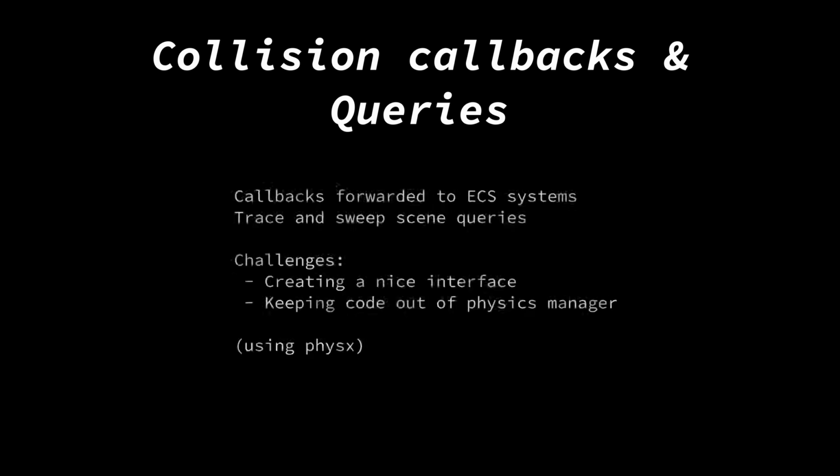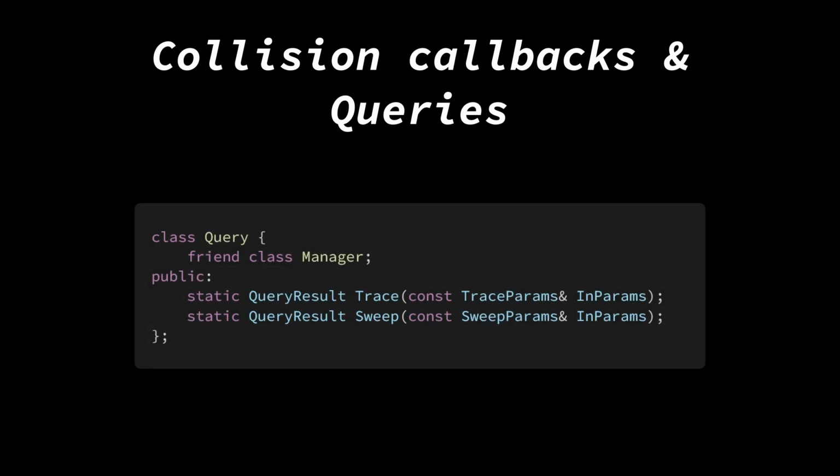Collision callbacks and queries. Last time I said that I had to implement collision callbacks. I spent some time this week implementing this, and it's now working. I can detect collisions and overlaps, and this is forwarded to the correct system. I also implemented trace and sweep scene queries. The biggest challenge with this was to figure out the interface and how to keep this code out of the main PhysX manager. For queries, I implemented a query class, which has some static functions and is friends with the PhysX manager.